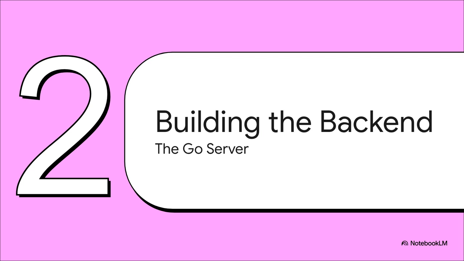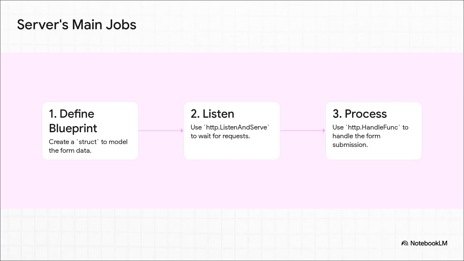Okay, the user has officially clicked Submit. Now we switch gears. We're leaving the browser behind and heading into the Go backend. You can kind of think of our Go server as a digital mailroom, just sitting there waiting for that form data to arrive. Our little mailroom, our Go server, really only has 3 main jobs, and they're pretty straightforward. First, it needs a blueprint so it knows what the incoming data is supposed to look like. Second, it has to actually listen for the mail to show up. And third, once the mail arrives, it needs a process for handling it.